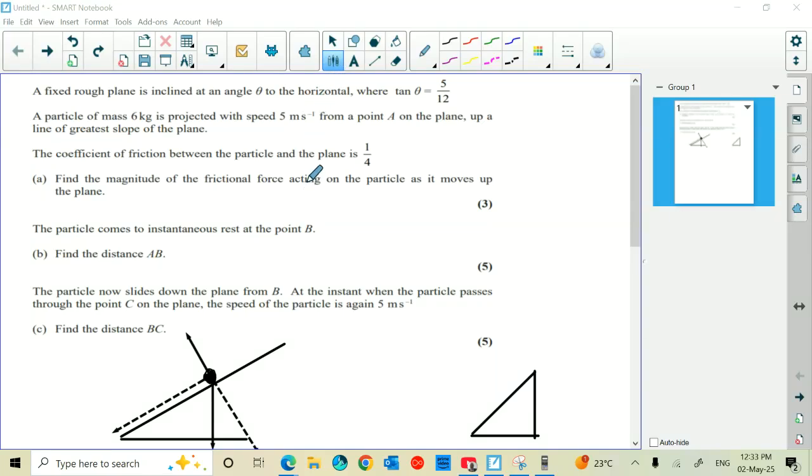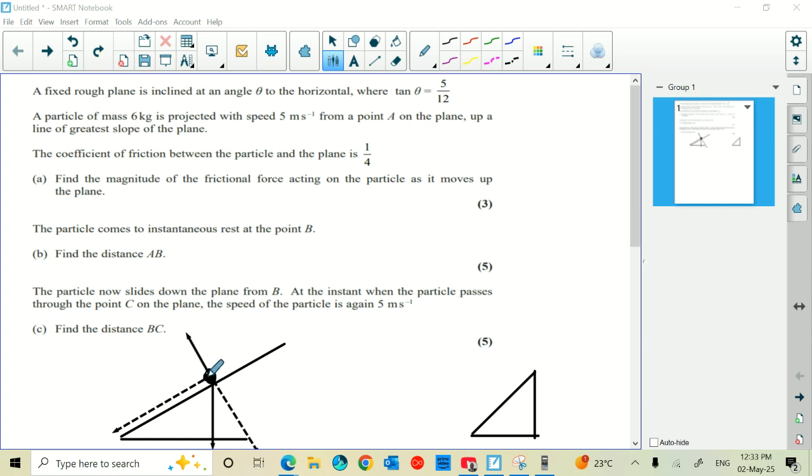International A-Level Mechanics M1. A fixed rough plane is inclined at an angle theta to the horizontal, where tan theta is equal to 5/12. A particle of mass 6 kg is projected with a speed of 5 meters per second from a point A on the plane, up a line of greatest slope of the plane. The coefficient of friction between the particle and the plane is 1/4. A. Find the magnitude of the frictional force acting on the particle as it moves up the plane. Let's deal with that first before going on to B and C.